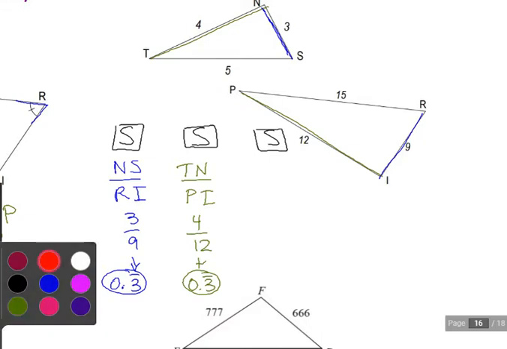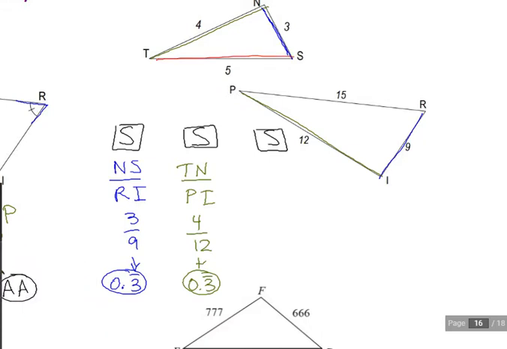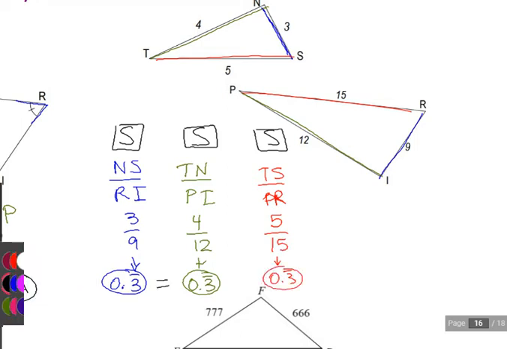And so my last one, TS, has to correspond to the largest side on the other triangle, PR. In other words, 5 has to be in a ratio with 15. 5 divided by 15 is also 0.3 repeating. And so here's what's important. All three side ratios are the same. And so that means the fractional ratios are the same and the side ratios are the same.